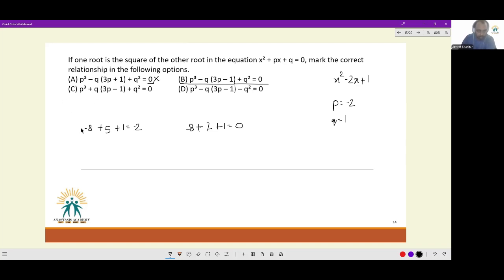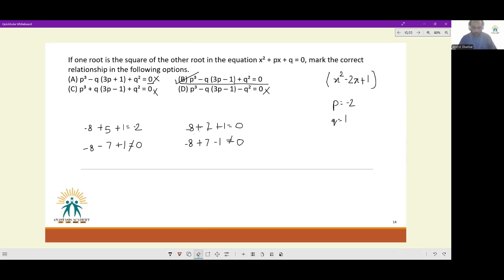Let's check other options. Third option. I've got -8 plus. This will not be +1 anymore. This will turn to -7. -7 plus 1. This is, of course, not equal to 0. Here I will get -8 plus 7 minus 1. This is not equal to 0. So I can eliminate C from running. I can eliminate D from running. The only option that remains is option B. And that will be the answer. And for this checking, all I did was I took the two roots to be 1 and 1. One root is the square of the other.